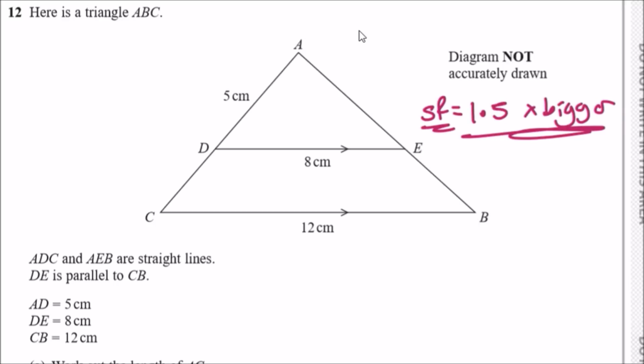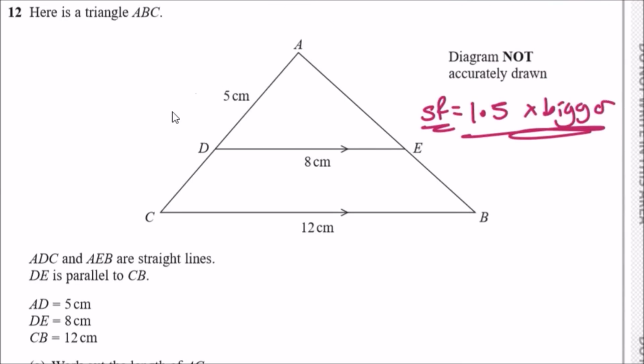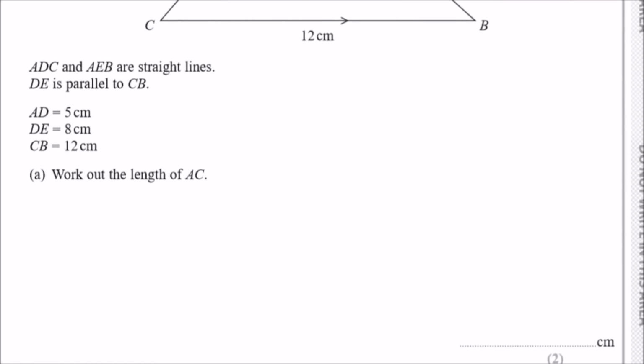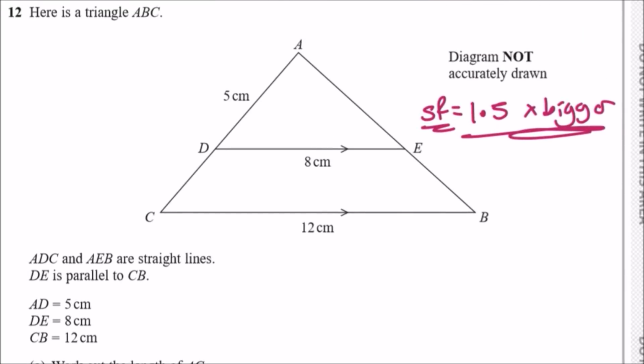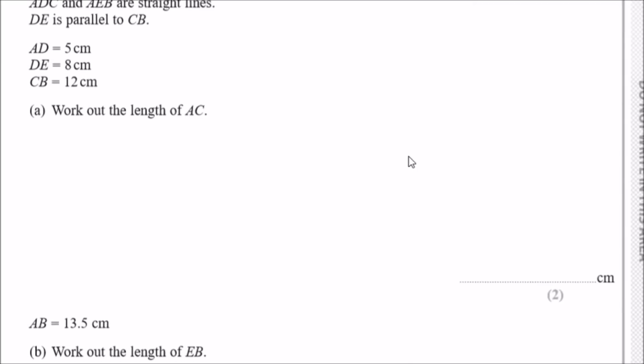Now work out the length of AC. AC is going to be the long length here. If the short length is 5 centimeters on the small triangle, that means the big triangle will be 5 times the scale factor. So it's going to be 5 times 1.5, and that should give you 7.5. So AC is 7.5.